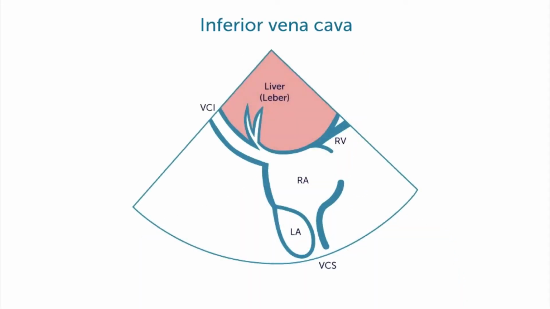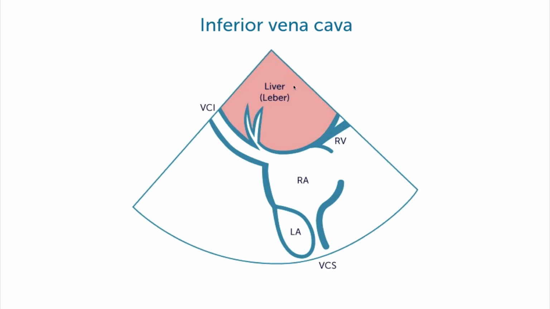The subcostal four-chamber view gives a lot of information, but you can rotate the probe and get other views from the subcostal window as well. I would like to show you such an additional subcostal view and introduce a new structure that we can visualize with echocardiography, namely the inferior vena cava.